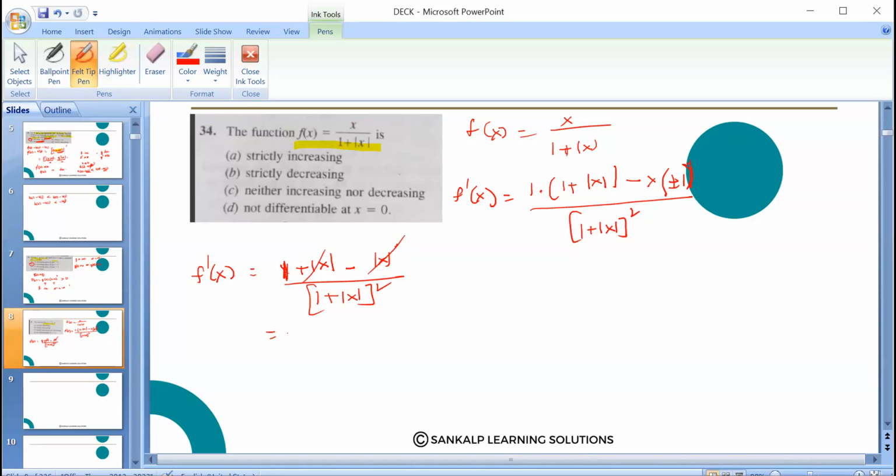So f dash x is left as 1 by 1 plus mod of x whole square, which is obviously greater than 0. So f is strictly increasing. Option A.